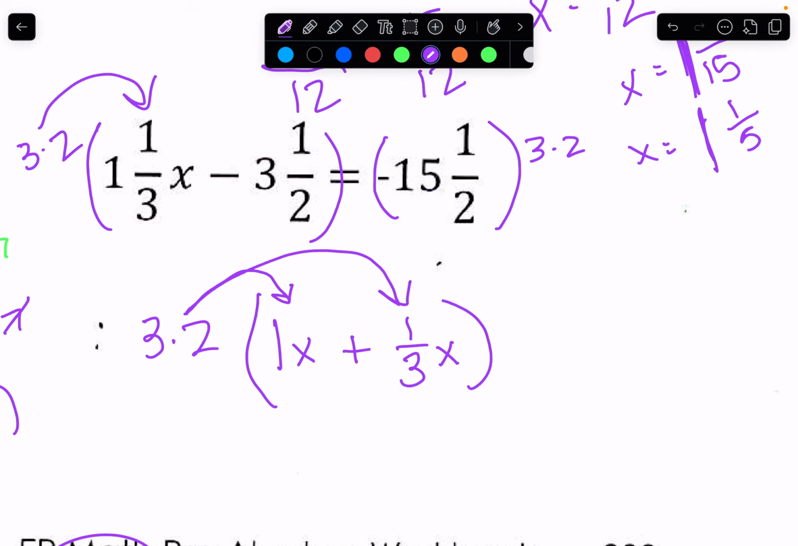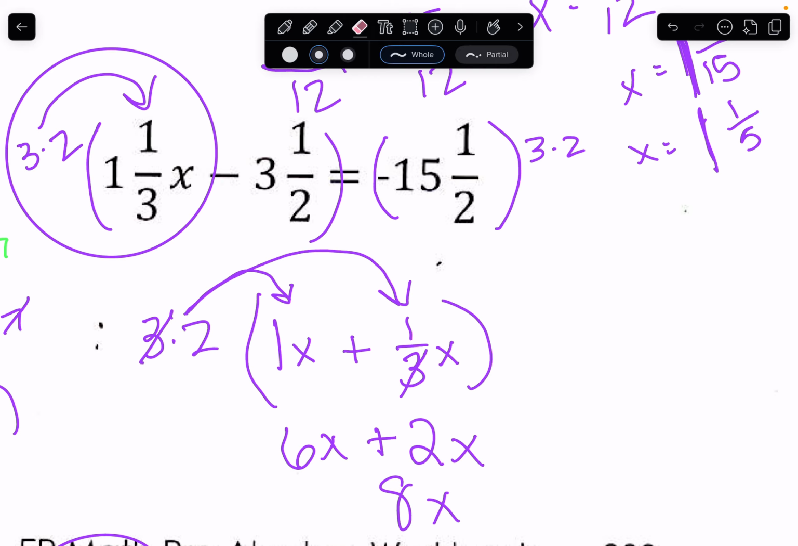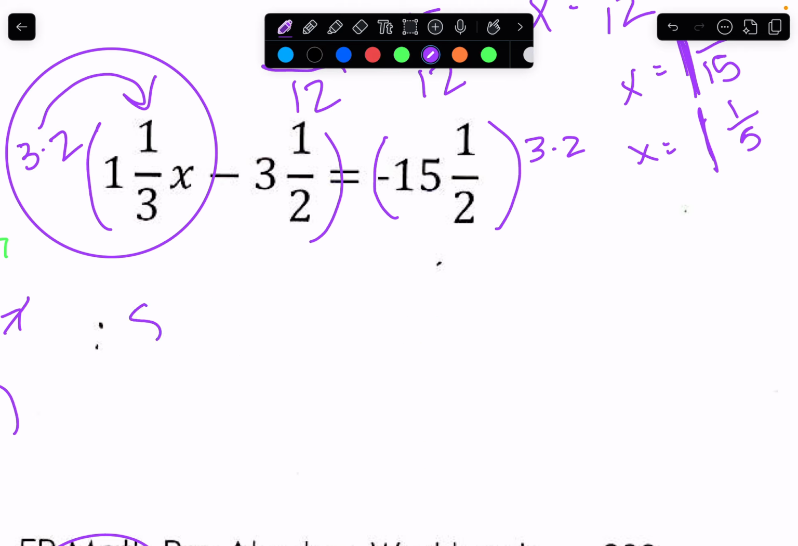6 times 1x is going to be 6x. For the second term, I can eliminate these 3's, and I'm going to be left with 2x. So my final answer is going to be 8x. Now, that was only this part of the equation. We still have to do the second part of the equation, okay? So the answer to the first part of the equation is 8x.